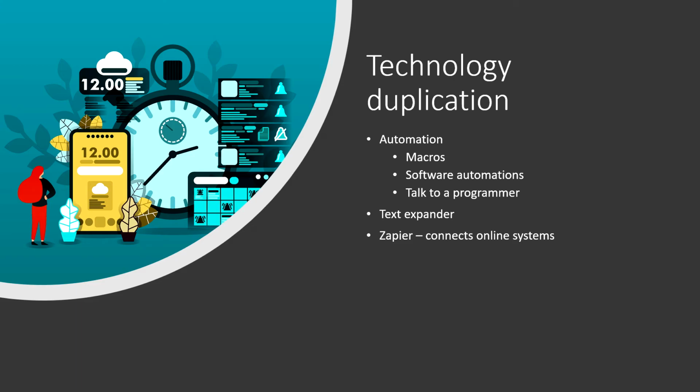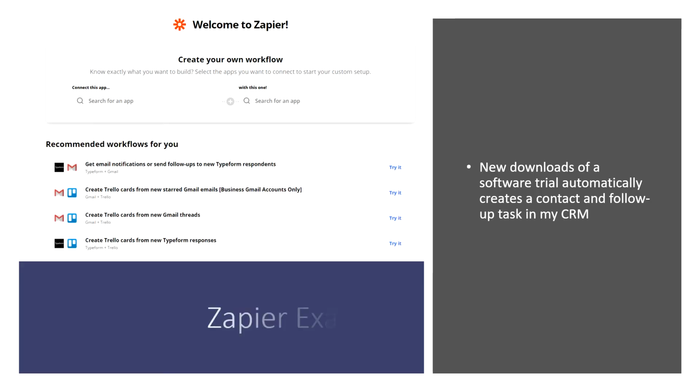Another great tool is Zapier. Zapier connects online systems together. So one example is for one of my clients, people download software trials from my client, and we set it up so that whenever someone downloads that software trial, Zapier automatically creates a contact and a follow-up task in the CRM. So no copy and pasting. It's just automatic. The moment someone downloads something, we have a contact and a follow-up already set up.